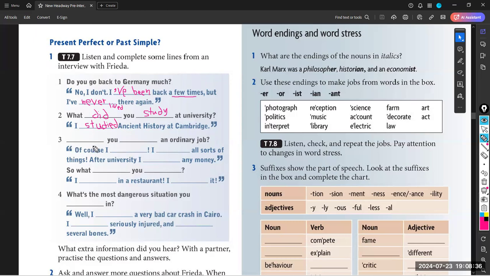Okay, now we have 3. Have you ever had an ordinary job? Of course, I have done all sorts of things. After university, I only had no money. So then we have: I worked in a restaurant. Finally we have it. So let's fill the blanks.